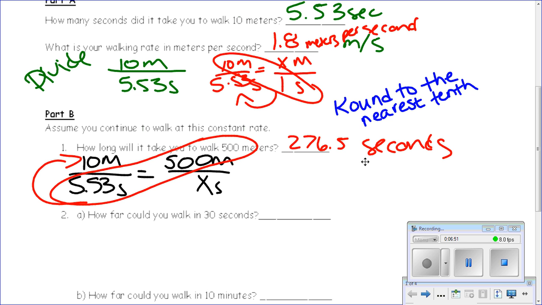So on 2A, it says, how far could you walk in 30 seconds? Well, they told me my seconds. And again, what is our constant rate of change that we're going to stay with, Blake?